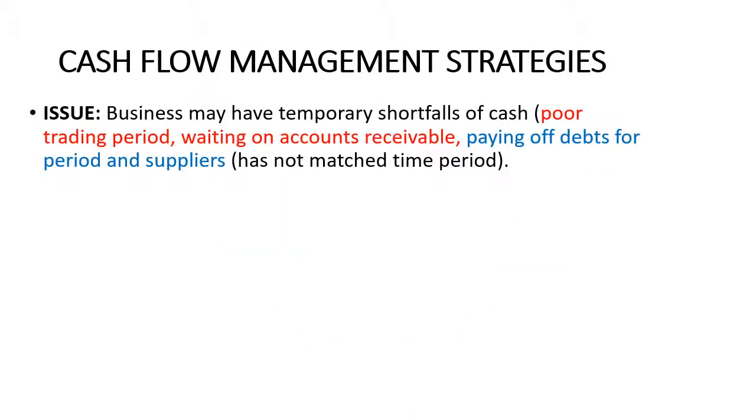Pretty simple. Okay, so we're looking at cash flow management. The issue is we have temporary shortfalls. I have too much in outflows, not enough in inflows. And that could happen for a variety of reasons. We could have a poor trading period. I'm waiting on my accounts receivable. So from people who owe me, I'm still waiting on them. So that's money coming in as my issue.